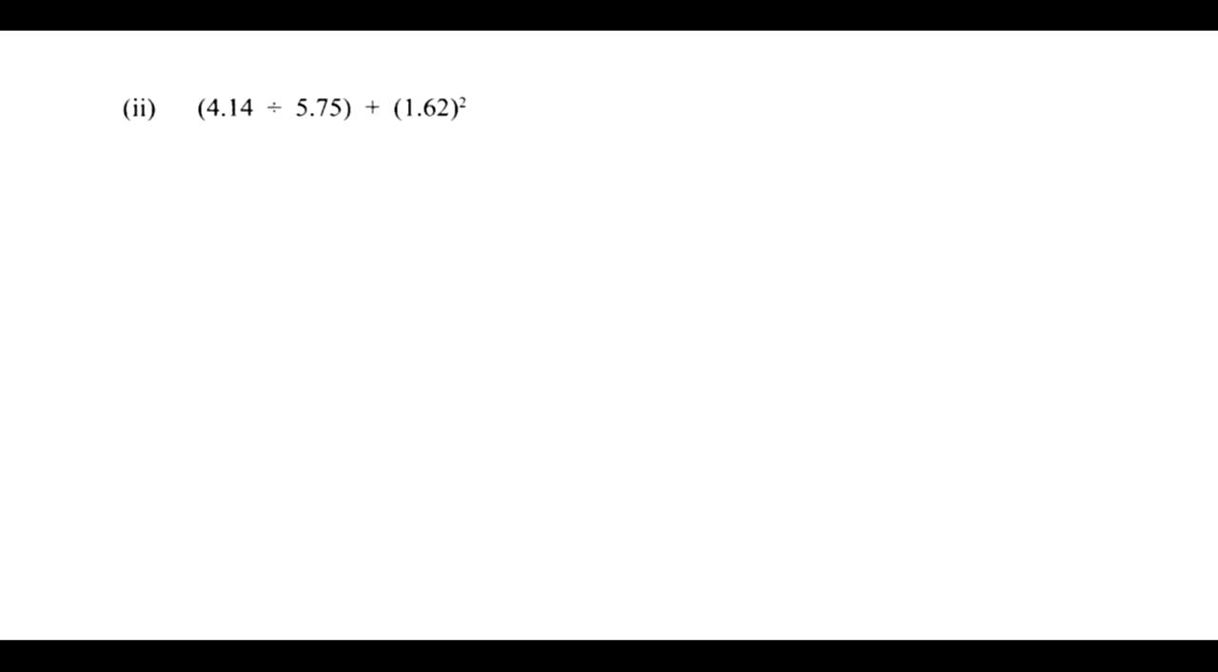Now, in the second part, we have 4.14 divided by 5.75 in brackets plus 1.62 squared. Now, whenever you have brackets first, I'm sure some of you may have seen this before. BOMDAS. Right? Whenever you have to calculate something and you have brackets, division, addition, there's an order in which you should do things. So we should always do the brackets first.